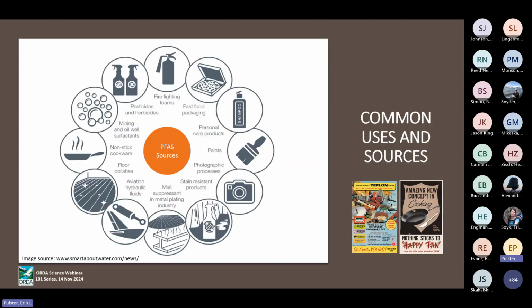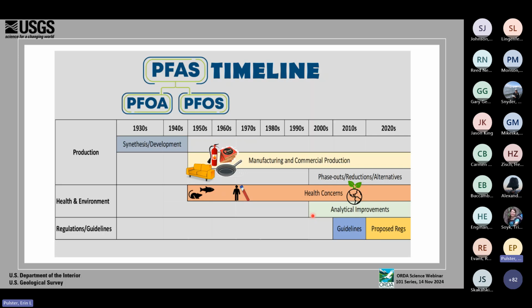So some of the common uses and sources you might be aware of, they're pretty much everywhere. They're in our nonstick pots and pans. They're in pesticides and herbicides. One of the big sources is the AFFF foams, the fire foams. They're in our food packaging. They're in personal care products, paints. You name it, they're probably in it. They're in our clothing and our textiles. They're used pretty much everywhere.